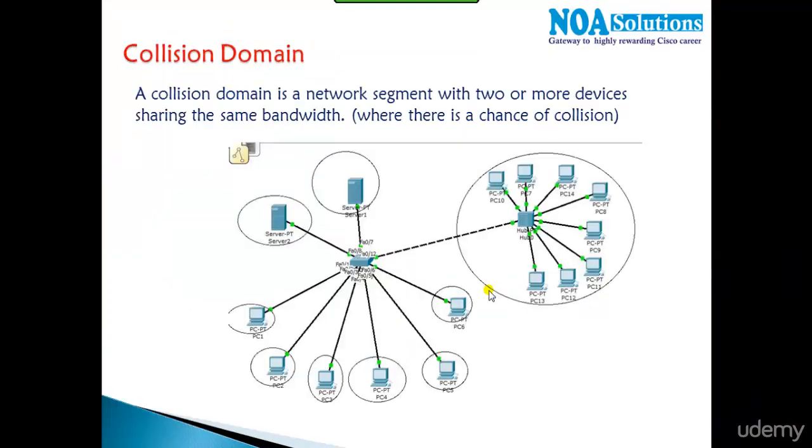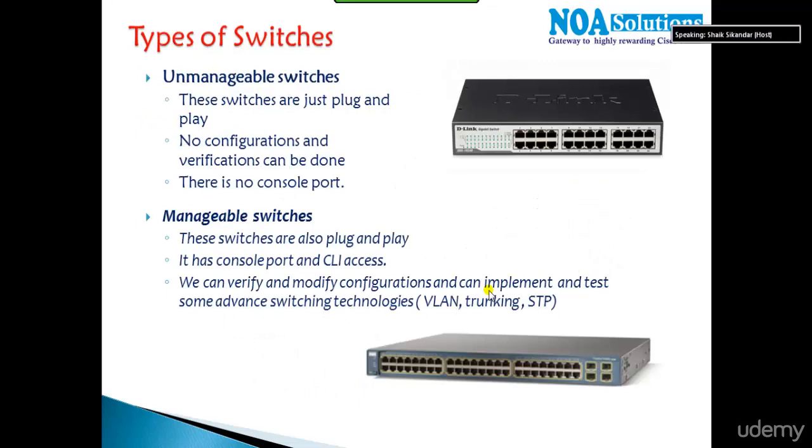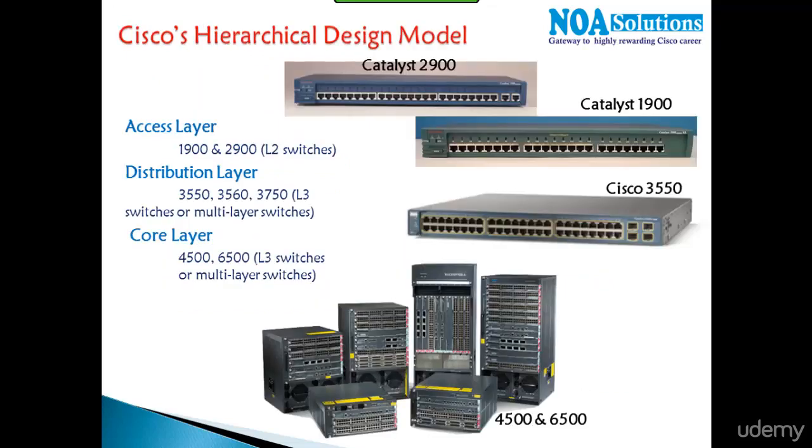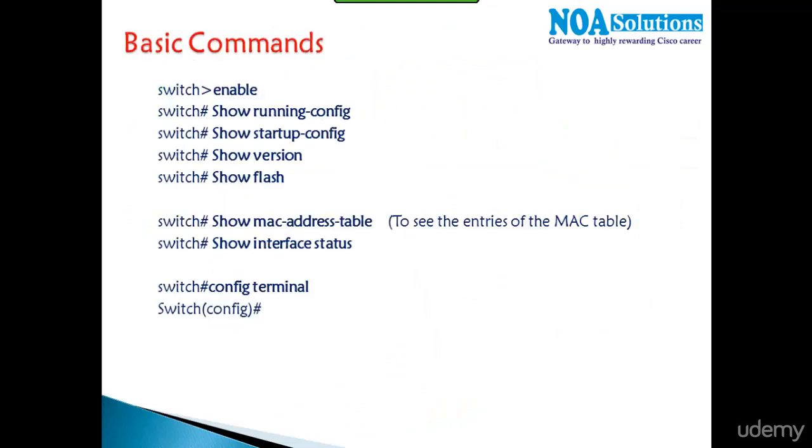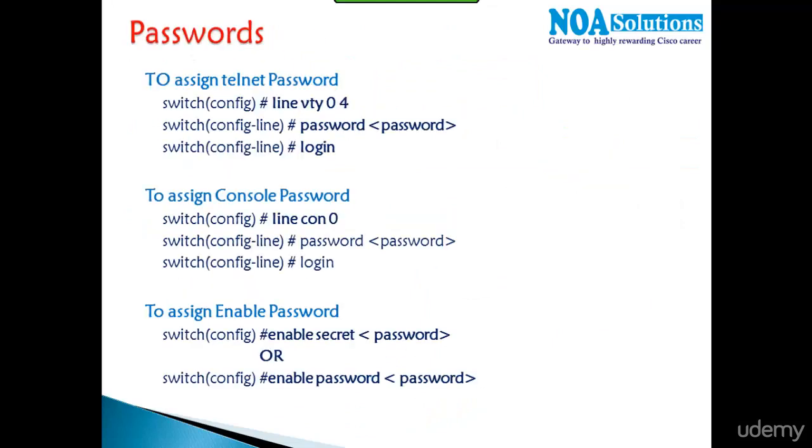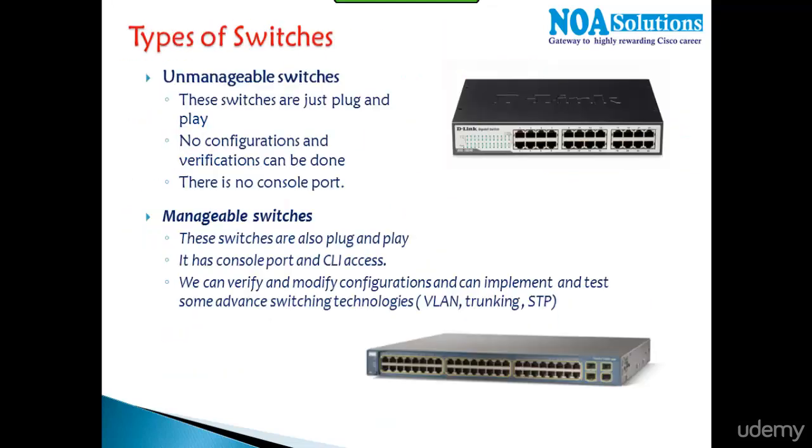Okay, now in this section we'll continue with some of the basic switching concepts. Now majorly we'll get into the command line. We'll try to understand the different types of switches we have and the Cisco hierarchy of switches, and then some of the basic configurations on the switches. So let us start with some discussion on the different types of switches we have.